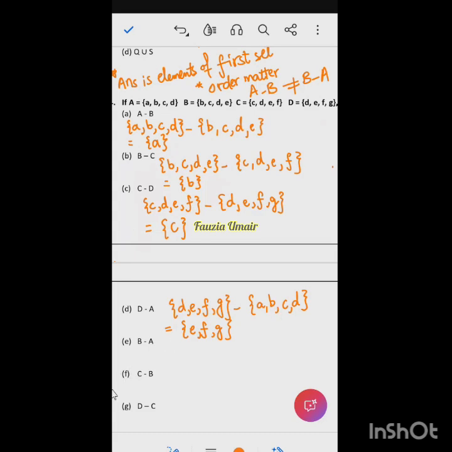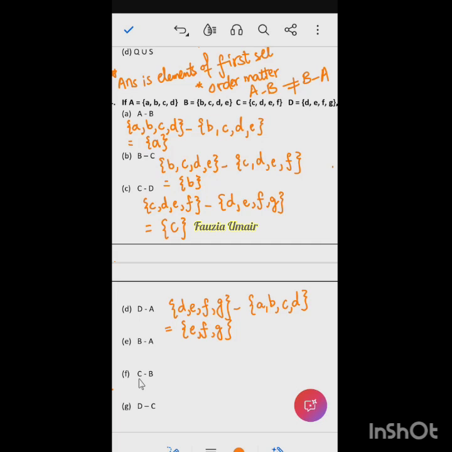So now B minus A. Learn this concept really well because the fourth operation, which is complement, is also actually a difference. But that is a different kind of difference. The concept is still the same, the difference we need to take.